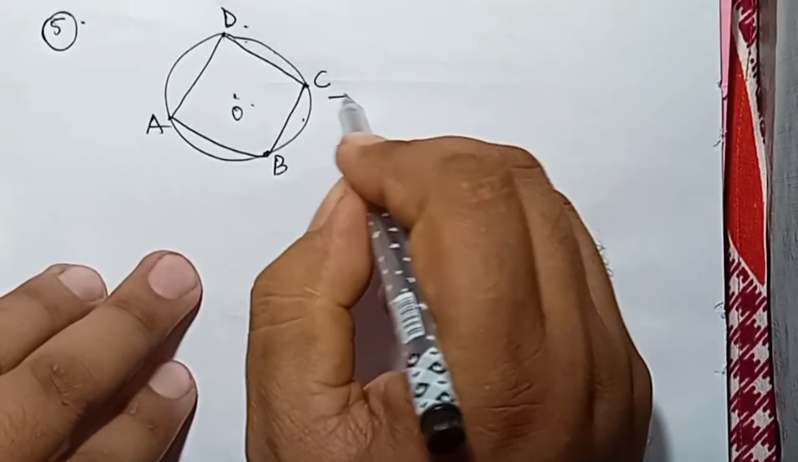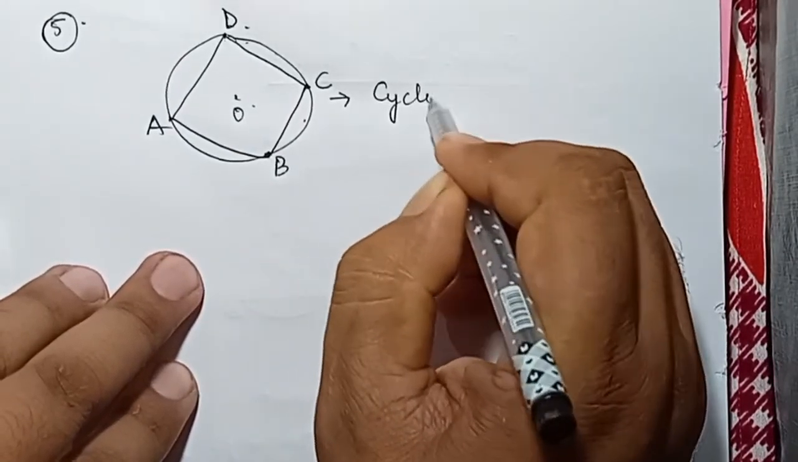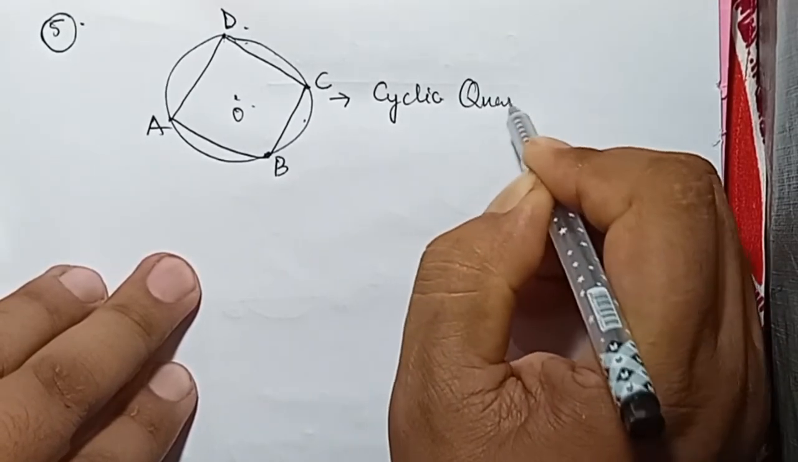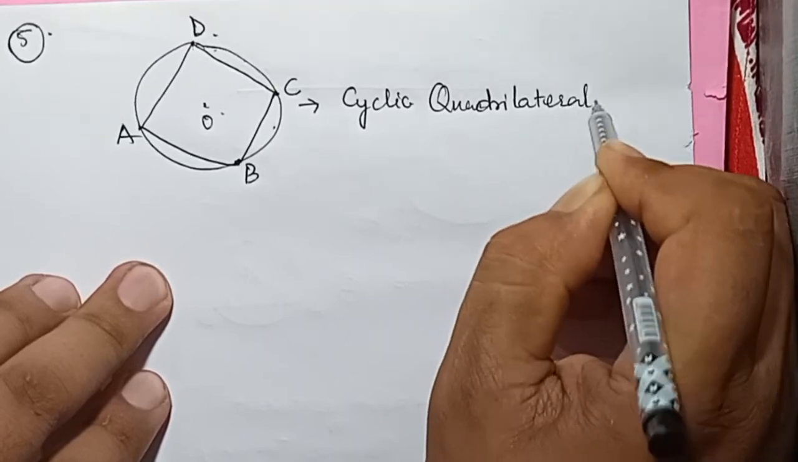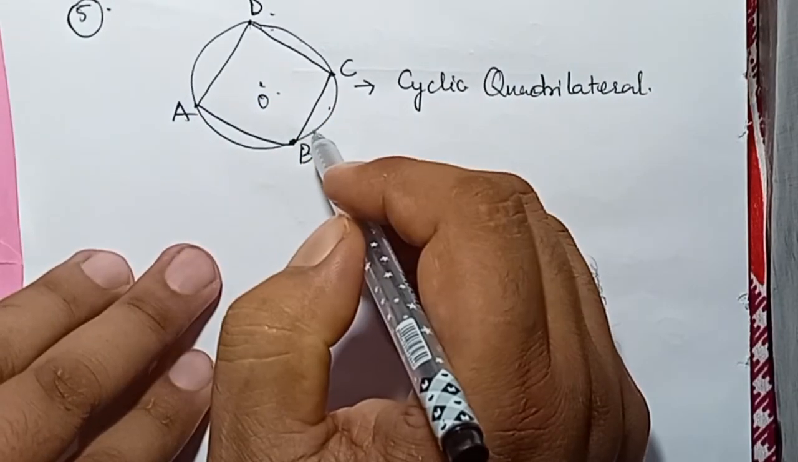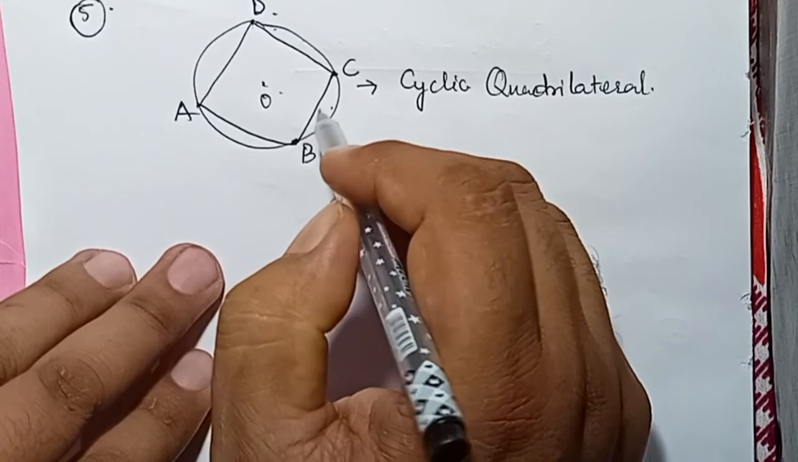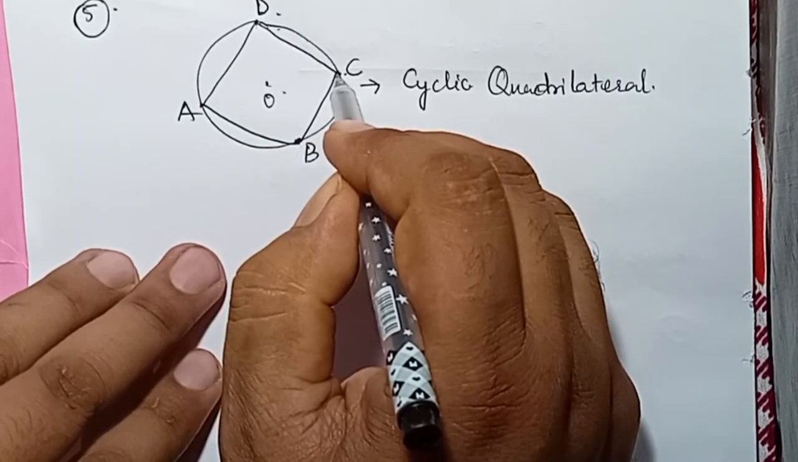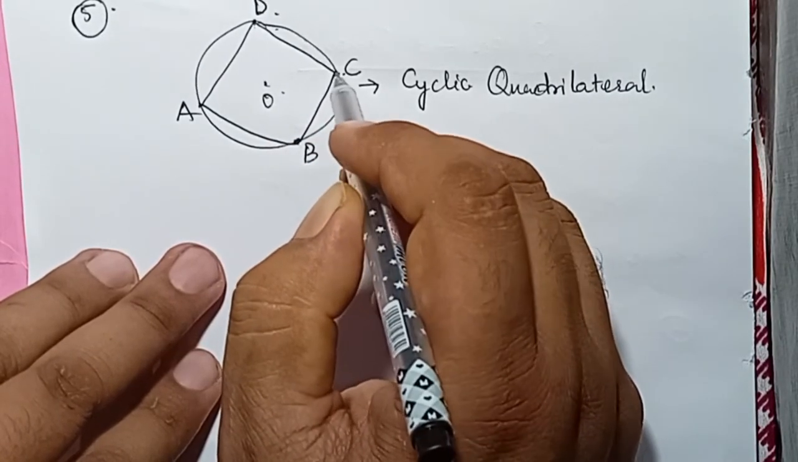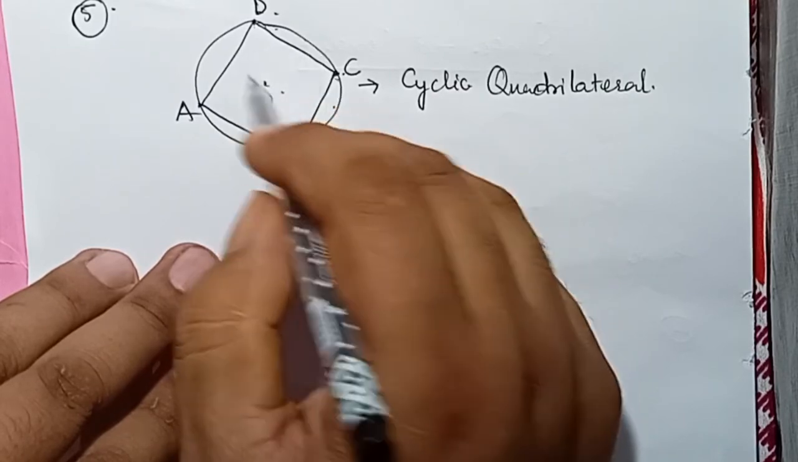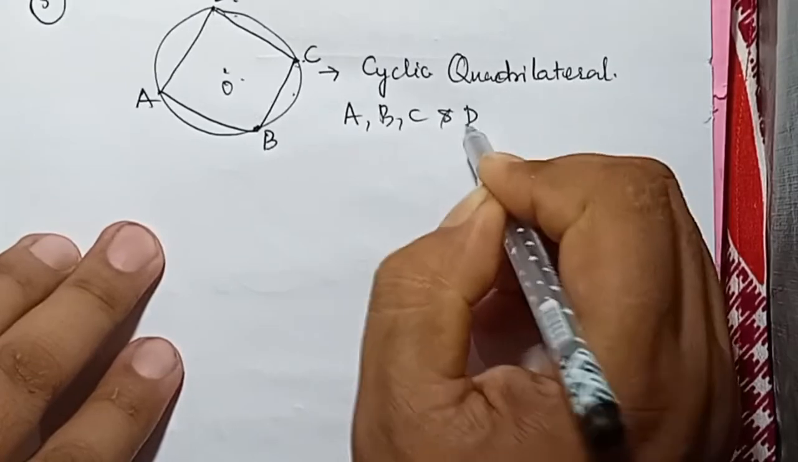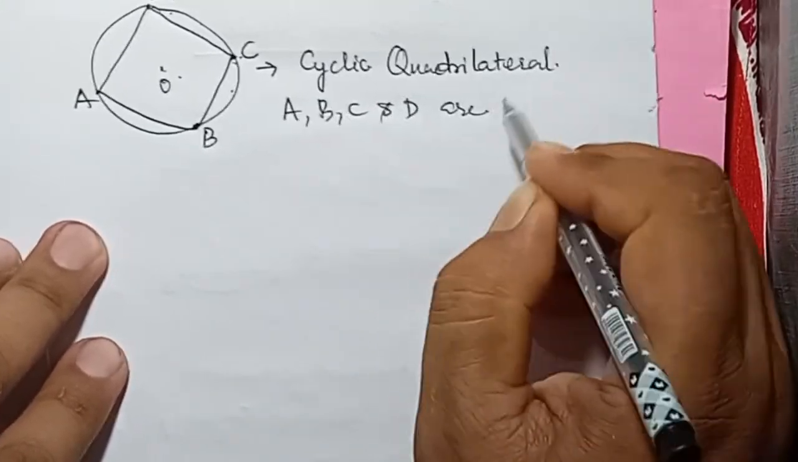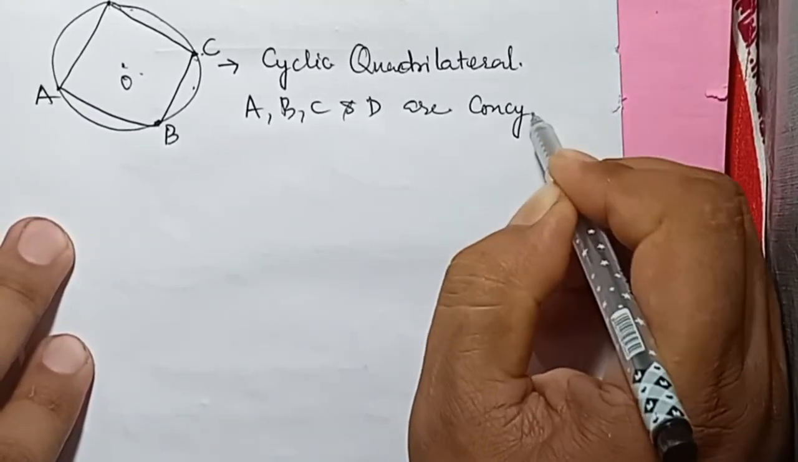So this quadrilateral is called a cyclic quadrilateral. Why is it called a cyclic quadrilateral? Because all its vertices lie on the circle. You can see all the vertices, that's A, B, C and D, are concyclic points.